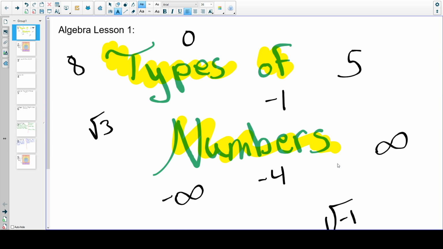So the first lesson that I'm going to go over quite quickly, hopefully, is the lesson about types of numbers. This is the first thing that we talked about in algebra, and to be honest, you need to understand how numbers work, what numbers are, so that when we talk about different types of numbers in the future, you understand where they come from.